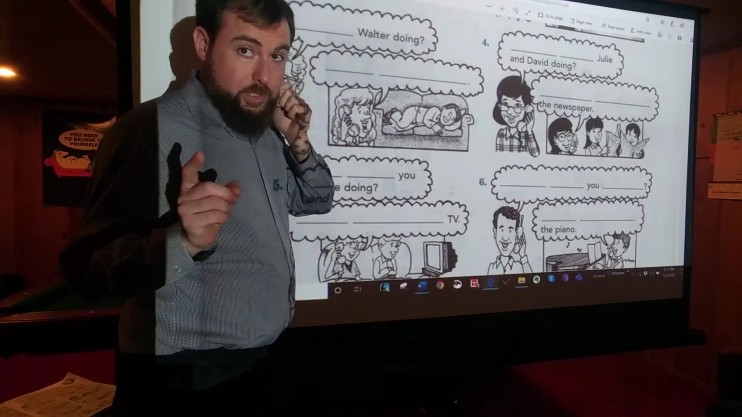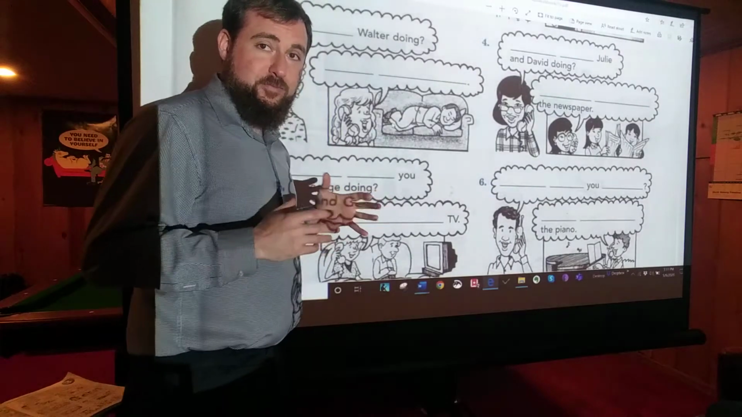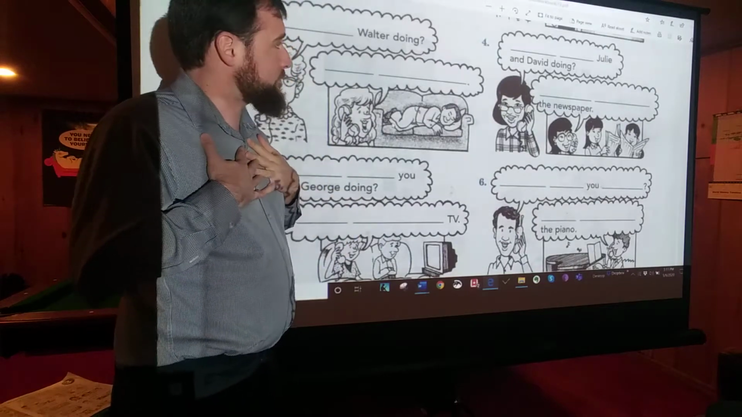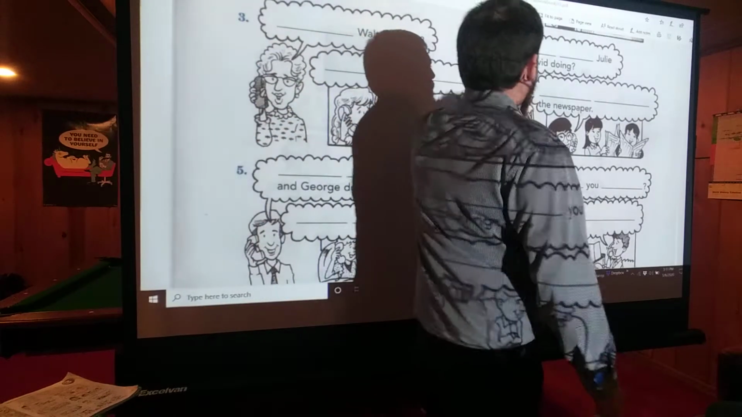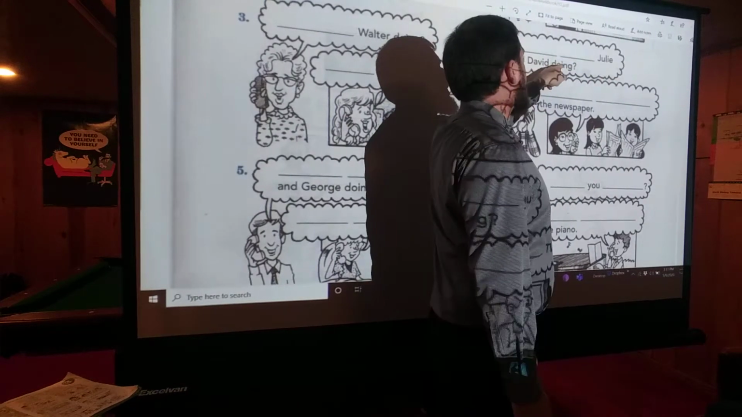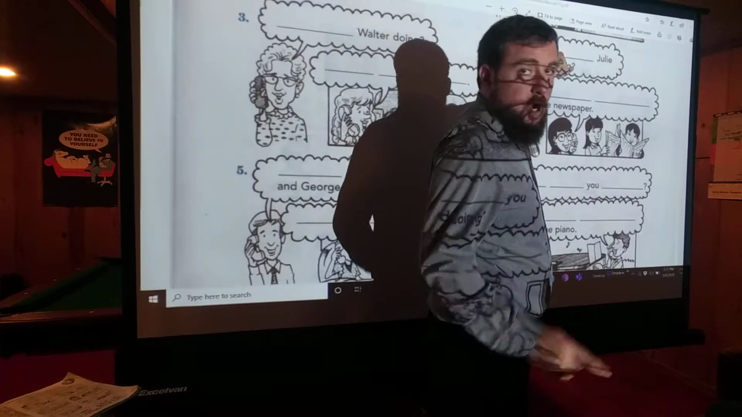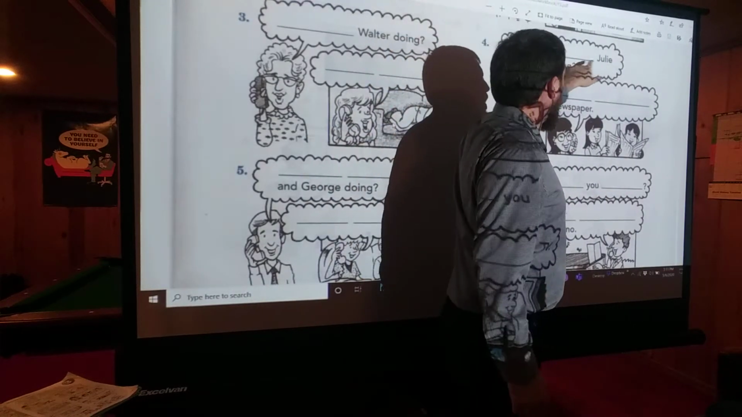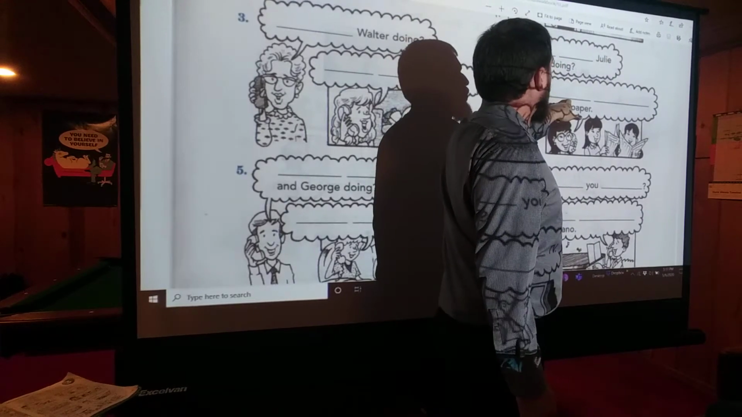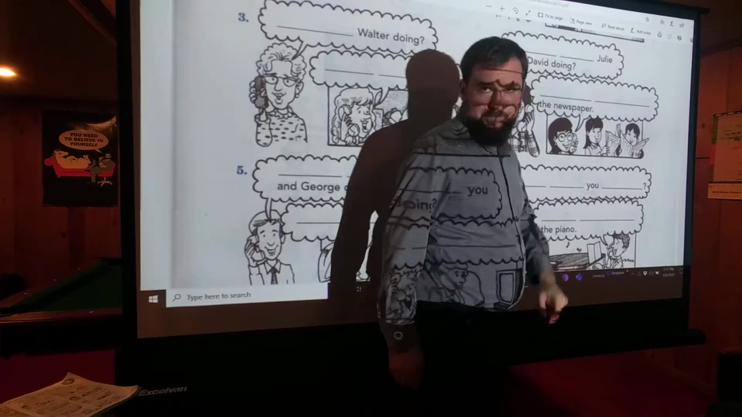Are you checking your work as you go? You're supposed to check your work as you go, okay? Read along with what you wrote and make sure it matches what I say. What are Julie and David doing? Did you write what's? It should have been what are. What are Julie and David doing? They're reading the newspaper.